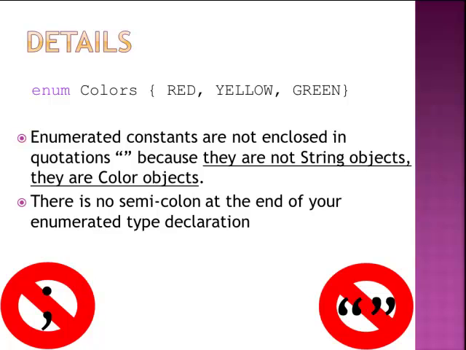Notice that the enumerated constants red, yellow, and green are not enclosed in quotations. This is because they are not string objects, they are Colors objects. Also notice that there is no semicolon at the end of your enumerated type declaration.